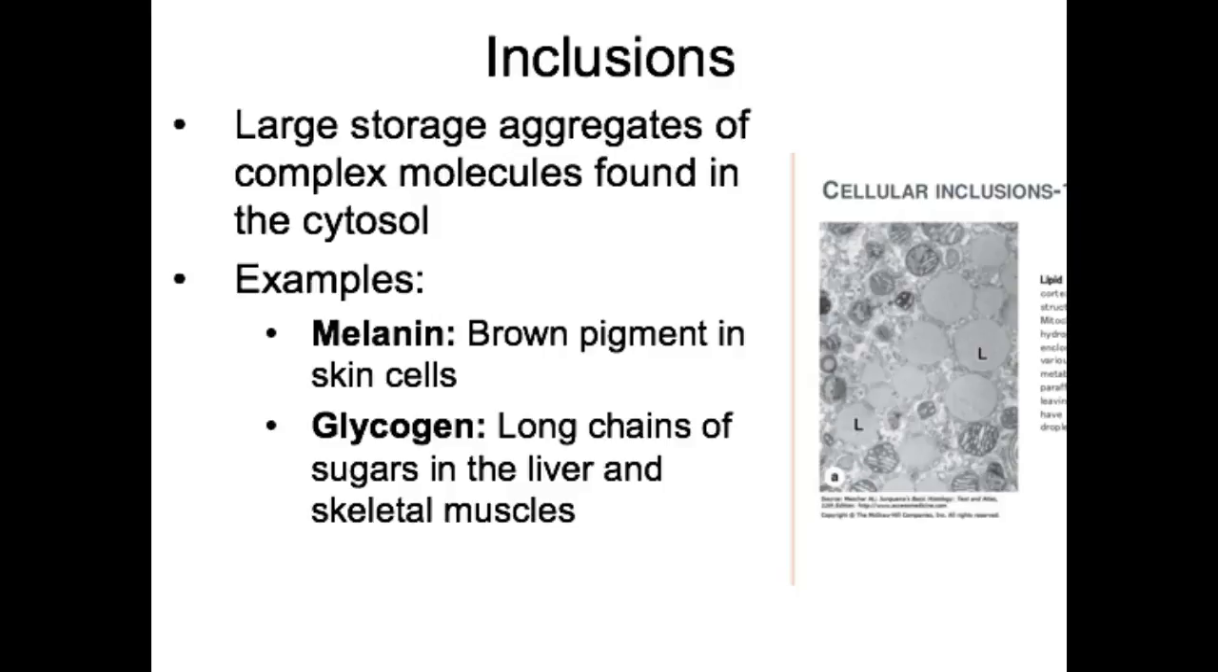Glycogen is a long chain of sugars. You'll find it a lot in the liver and skeletal muscle. This is going to be how we store sugars that we get from our diet to be a quick source of energy when we need to create a lot of ATP. So I don't think we're doing much with cellular respiration, but remember, cellular respiration is breaking down a glucose molecule into ATP, that molecule that we can use for energy in the cell.